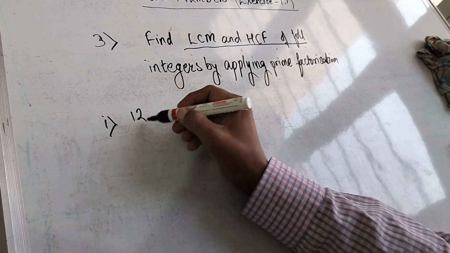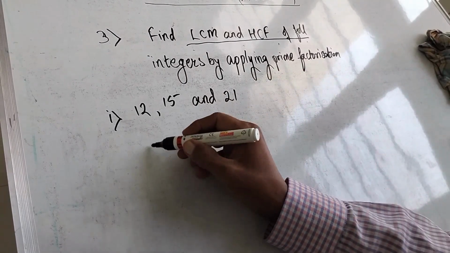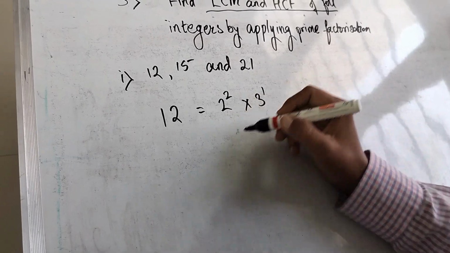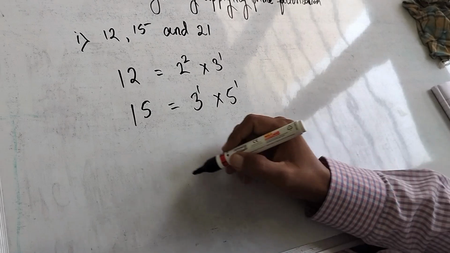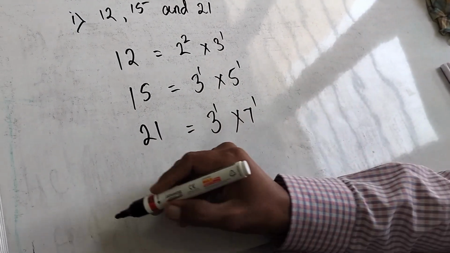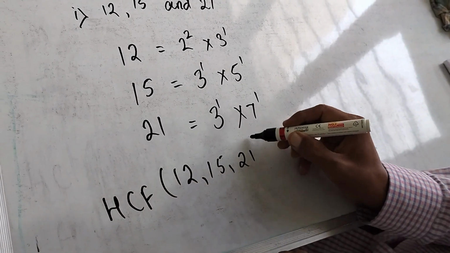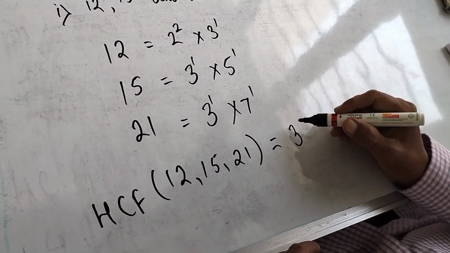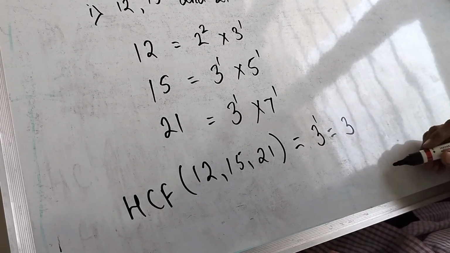The first question is 12, 15 and 21. The factors of 12 are 2 raised to 2 into 3 raised to 1. 15 is 3 raised to 1 into 5 raised to 1. 21 is 3 raised to 1 into 7 raised to 1. Now the HCF of 12, 15 and 21: the common factor is 3, with the smallest power, which is 1. Therefore the HCF is 3.